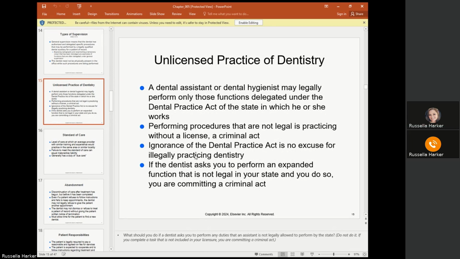So if a dentist does ask you to do something that you know that you're not allowed to do, as a duty of a dental assistant, you need to be able to talk to your doctor, not in front of the patient, but in a room outside of the patient operatory, and let the dentist know that that is not a duty that you are allowed to do as outlined in the State Dental Practice Act, and that you are not comfortable in committing a crime.